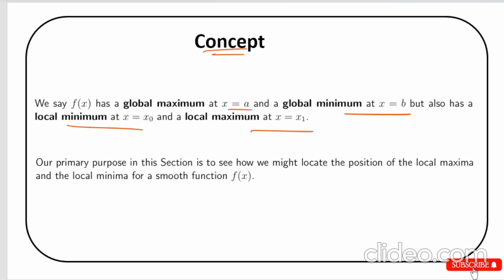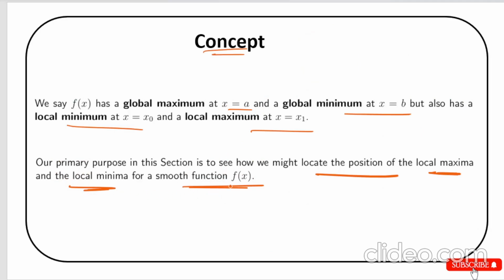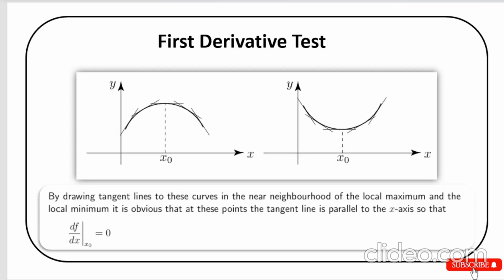And our primary purpose of this chapter is to see how we can locate the position of the local maxima and the local minima for a smooth function. You see that this is a smooth function. It will not work if you have some kink point, because at the kink point the derivatives will not exist, right? This we have discussed in our differentiability chapter as well. So for applying the method that we will be talking about in a minute, you will have to have a smooth curve, where the curve is continuous and twice differentiable actually. So in case of a smooth curve, we'll see how to find out the local minima and local maxima now.